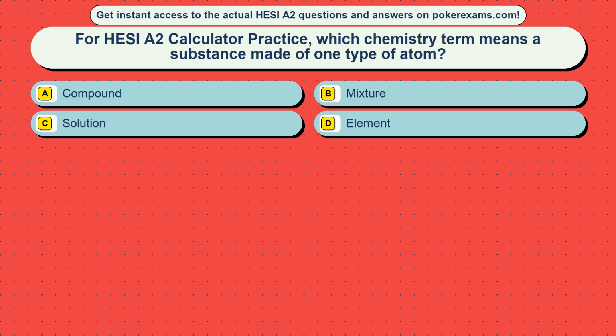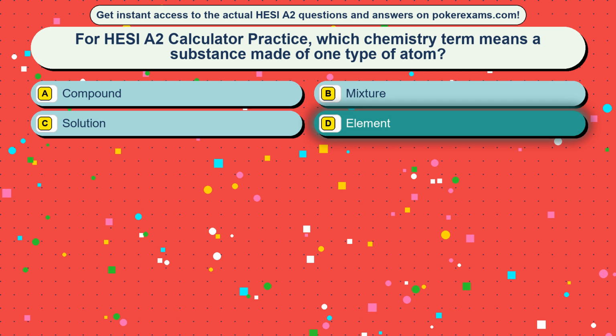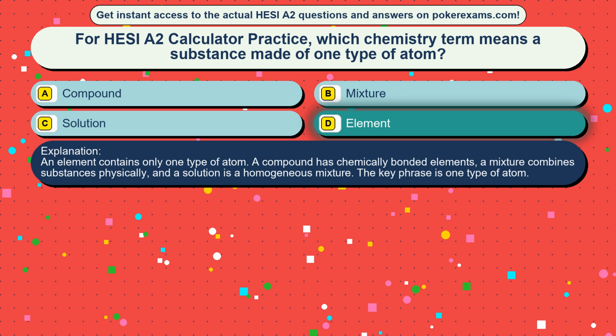Question 22. For HESI A2 Calculator Practice, which chemistry term means a substance made of one type of atom? Option A, compound. Option B, mixture. Option C, solution. Option D, element. The correct answer is option D, element. An element contains only one type of atom. A compound has chemically bonded elements, a mixture combines substances physically, and a solution is a homogeneous mixture. The key phrase is one type of atom.